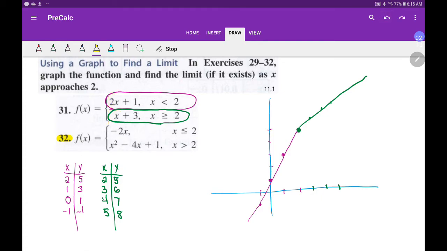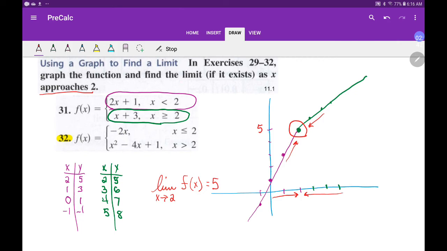But the thing that's important here is the limit as x approaches 2. So the limit as x approaches 2 of my function f of x, what does that equal? Well, as x approaches 2 from the left or from the right, either way, I'm zooming in on 5. So my limit is 5.